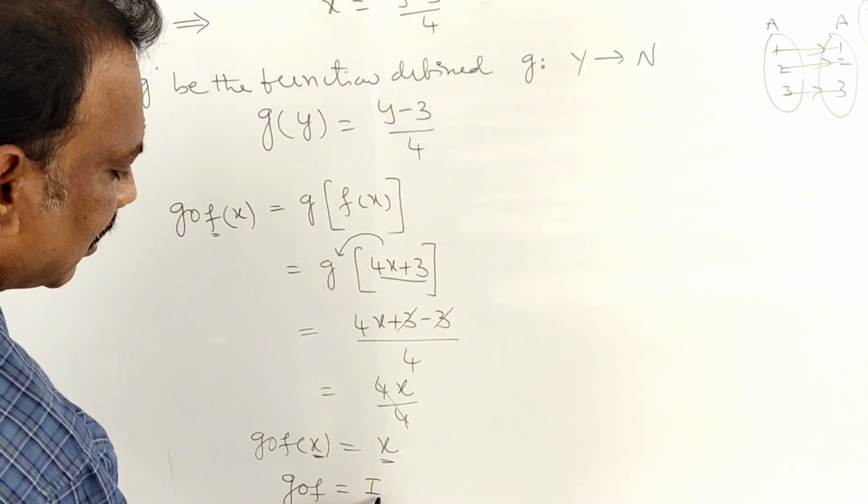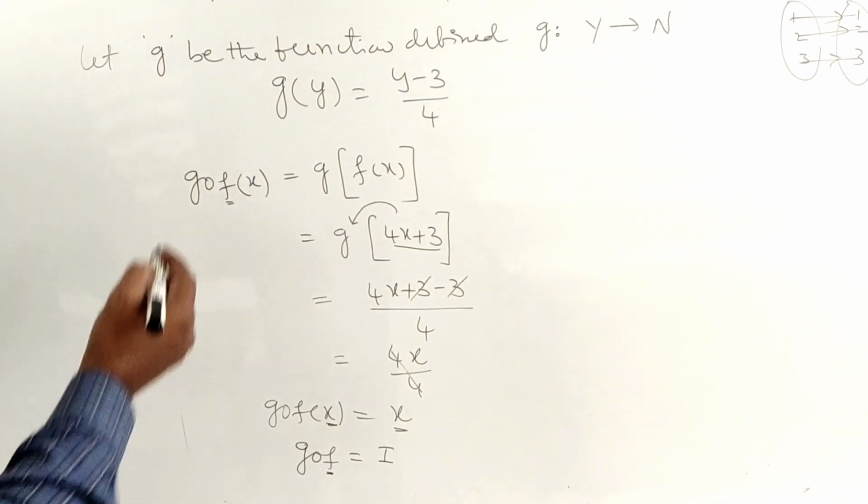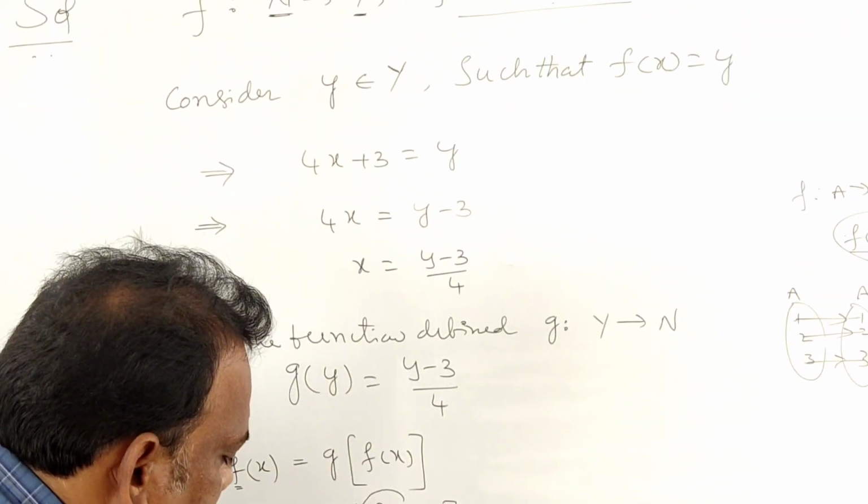In this identity function, what is its domain? What is the last function here? F. What is the f domain here? N.